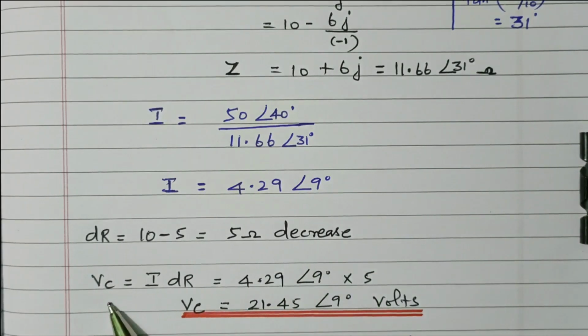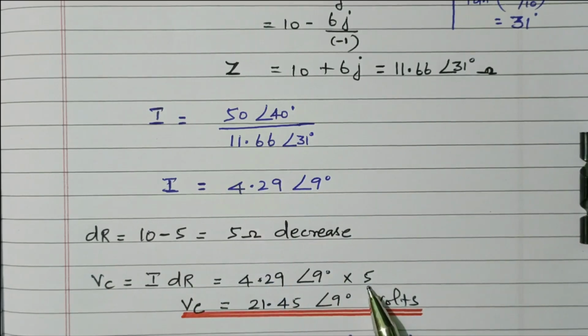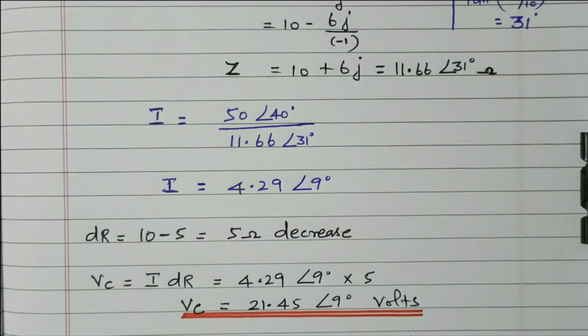So from that we can find the compensated voltage. Vc equals I into dR, the current in the original circuit into the change in resistor. The current is 4.29 with an angle of 9, into the change in resistor, 5. So Vc equals 21.45 with an angle of 9 degrees. This is the compensated voltage. So we calculated the compensated voltage.